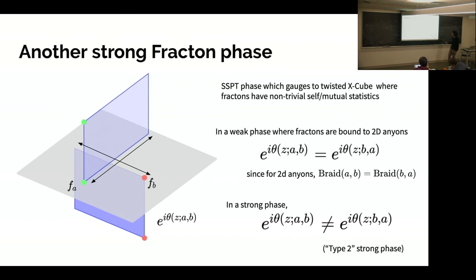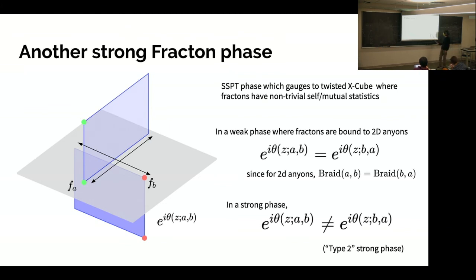In a weak phase, the way that you make a non-trivial model like this is you attach 2D anyons to these fractons such that when you braid them, you inherit this braiding phase from the 2D anyons that are attached to them. But what you find is that in that construction, you always end up with the braiding phase for A and B being the same as the braiding phase for B and A, simply because for 2D anyons, the braiding is symmetric. But if you're in a strong phase, this phase is actually not the same.